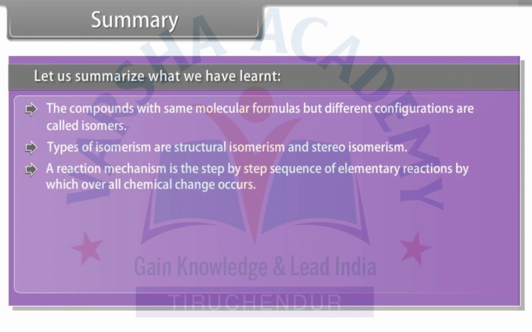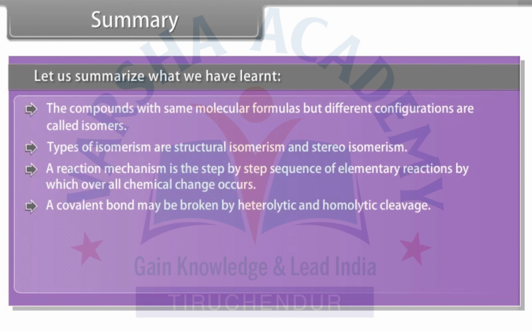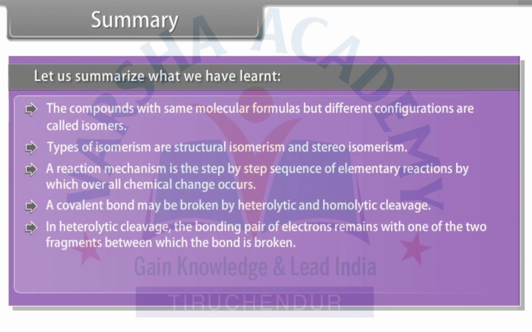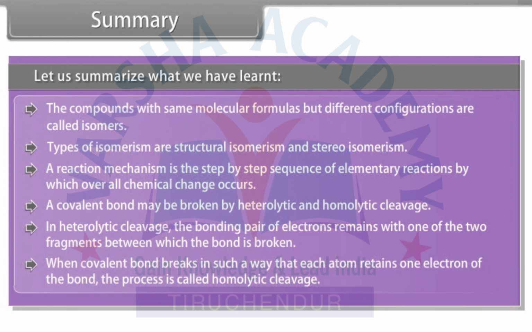A reaction mechanism is the step-by-step sequence of elementary reactions by which overall chemical change occurs. A covalent bond may be broken by heterolytic and homolytic cleavage. In heterolytic cleavage, the bonding pair of electrons remains with one of the 2 fragments between which the bond is broken. When a covalent bond breaks in such a way that each atom retains 1 electron of the bond, the process is called homolytic cleavage.